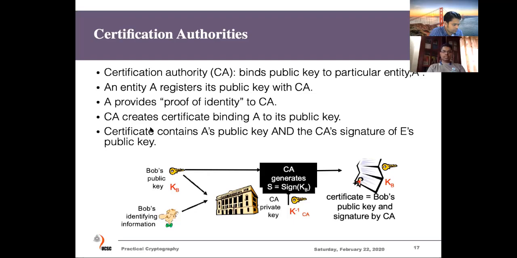Then the certification authority issues a digital document, called a public key certificate, which certifies the authenticity of the public key. So if I repeat that, Bob needs identity information. Bob submits his public key to the certification authority along with his identity information. Then the certification authority generates a detailed document, called a public key certificate, which binds his identity information to the public key.